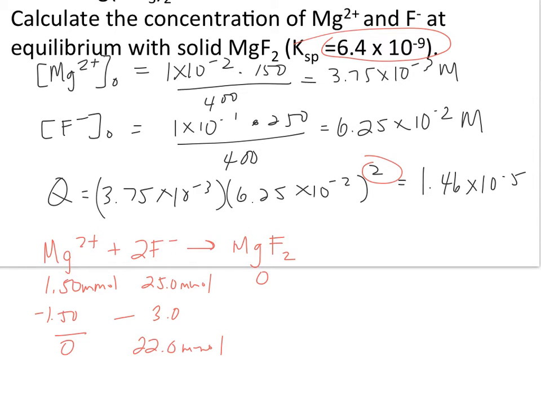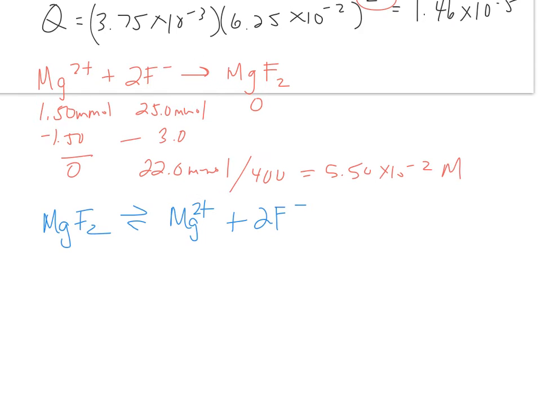Notice how I doubled 1.5 millimoles to 3 millimoles here for the fluoride because of the 1 to 2 mole ratio in my chemical equation. So if I divide my 22 millimoles of fluoride ion by the total volume, which was 400 milliliters, I get a new concentration of 5.50 times 10 to the negative second molar. So now we have assumed that all the magnesium ion is reacted, but really at equilibrium there will be some magnesium ion. So let's do our ICE chart.